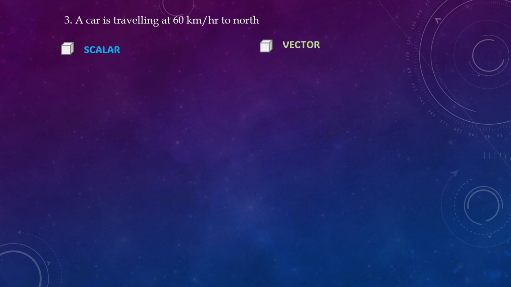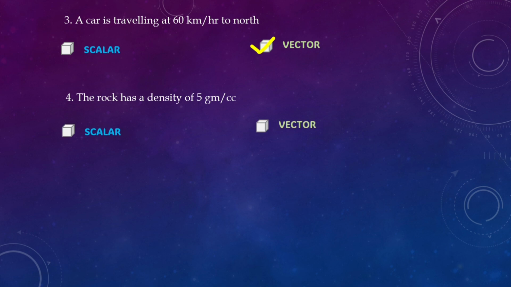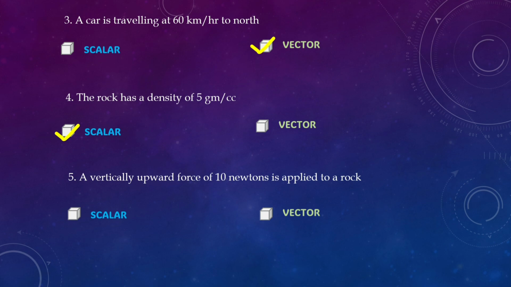Third: a car is traveling at 60 kilometers per hour to the north. Here the direction is given, so this example is a vector. Next: a rock has a density of 5 grams per cubic centimeter. Here we don't need to give a direction, as density is a scalar quantity. Another: a vertically upward force of 10 Newton is applied to a rock. There is a force, so this is an example of a vector.